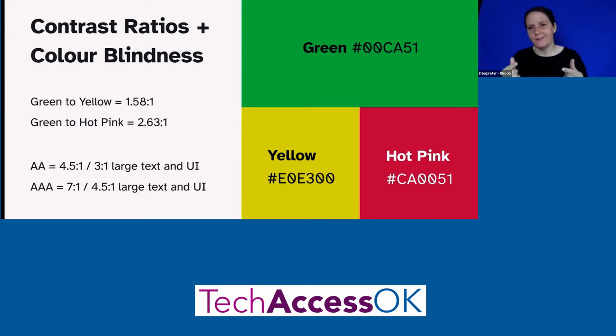Now, in order to get AA compliancy, which is what most people strive for in color accessibility, you need a minimum of 4.5 to 1 for regular text and 3 to 1 for large text or user interface objects, so graphics, outlines on form fields, etc. Large text is anything over 18 points or 14 points bold. For AAA compliancy, you actually want a 7 to 1 ratio for regular text and 4.5 to 1 for large text and UI elements.